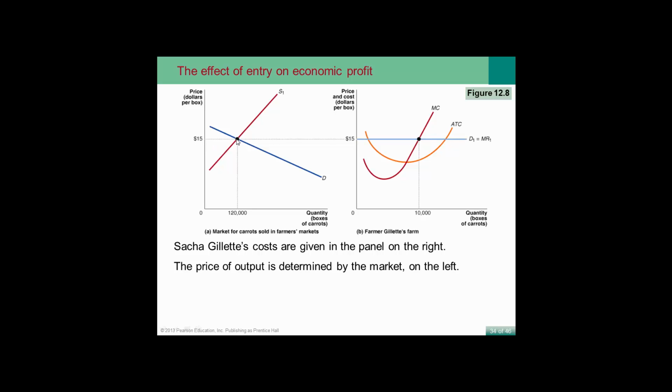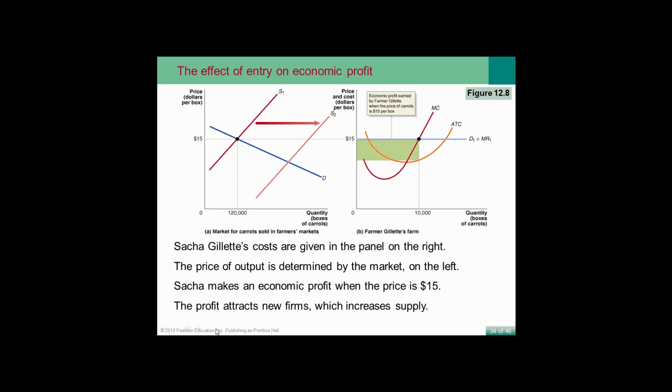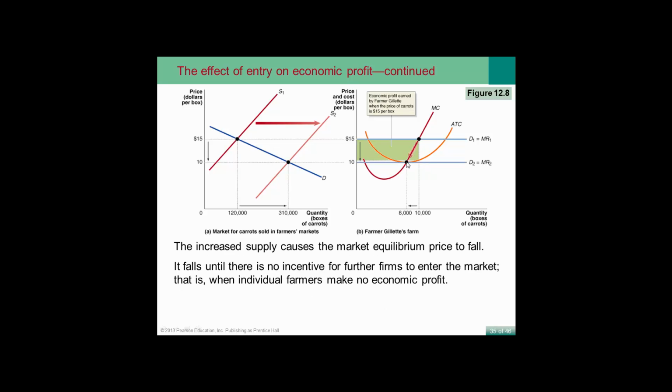So this is the market equilibrium at $15. This is Sasha's farm at $15. The price of the output is determined by the market on the left. Sasha makes an economic profit inside the green box. The new firms add more supply, which drives down the price to $10. At $10, Sasha is at break-even, or an economic profit of zero.